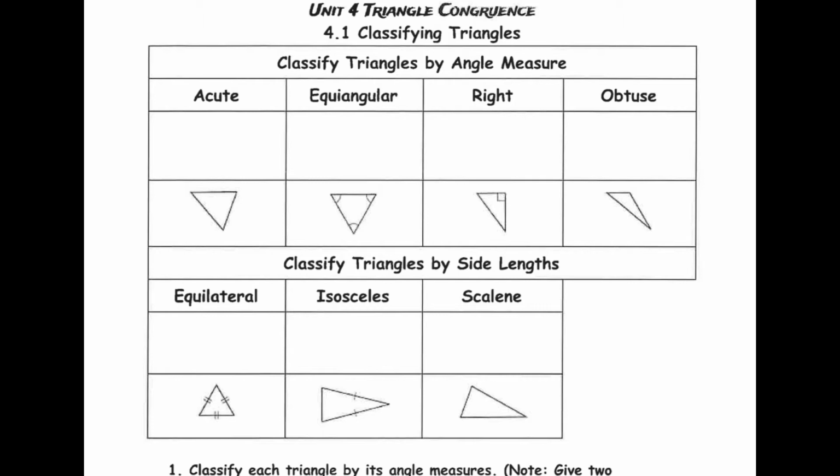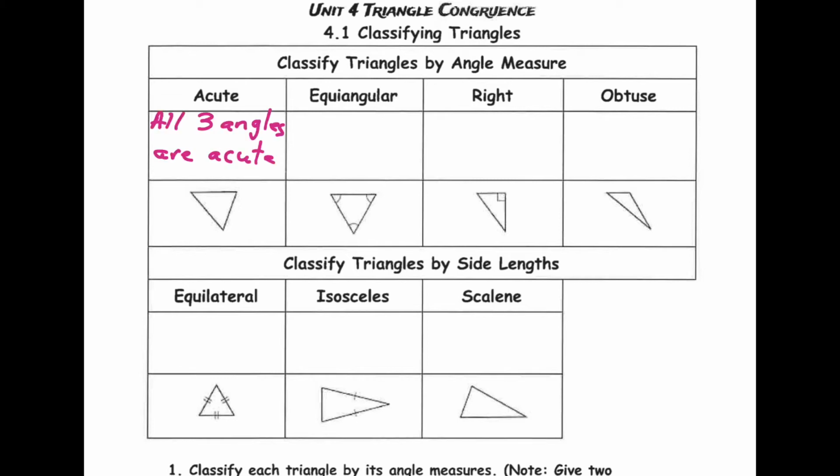So first thing is when you classify triangles by angle measure, you can call them different words. So acute, equiangular, right, or obtuse. Most of these angle classifications you're familiar with. But when you put them in a triangle, they have just a little bit different definition based on the angles that you do already know. So let's go ahead and talk about acute.